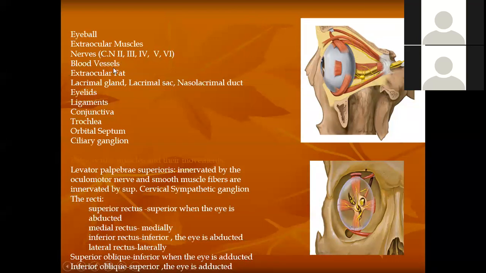Okay. Blood vessels, extraocular fat is present in the orbit. Fat is actually a cushion. Okay. Fat is actually a cushion that will help the eyeball to move easily in the orbit, in the bony orbit. This fat is actually a cushion.